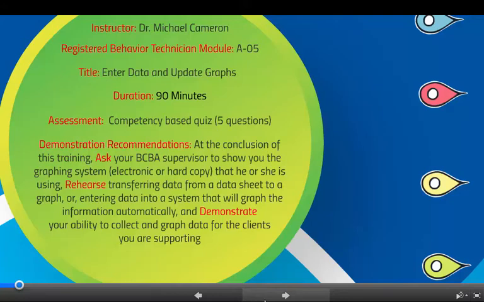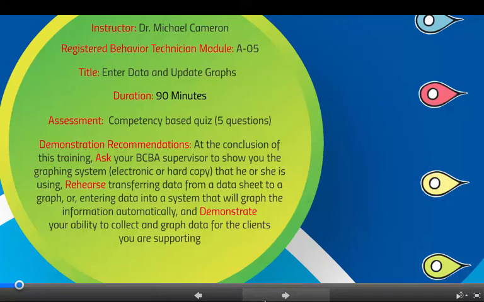I also recommend that you rehearse transferring data from a data sheet over to a graph. So it could be a hard copy of the data sheet and you're transferring it over to Excel, or you're entering data into a system like Central Reach, and that is getting automatically graphed. But you'll want to rehearse that process of doing that.